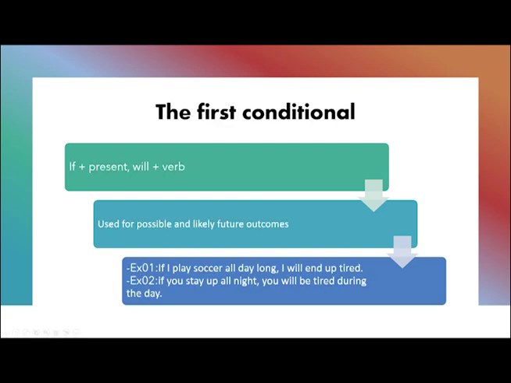Okay, so for the first conditional, it is used for possible and likely future outcomes. You can say, if I play soccer all day long, I will end up tired. Or if you stay up all night, you will be tired during the day. The verb in the if clause is in the present simple tense, and the result clause is formed by will followed by the verb's infinitive.